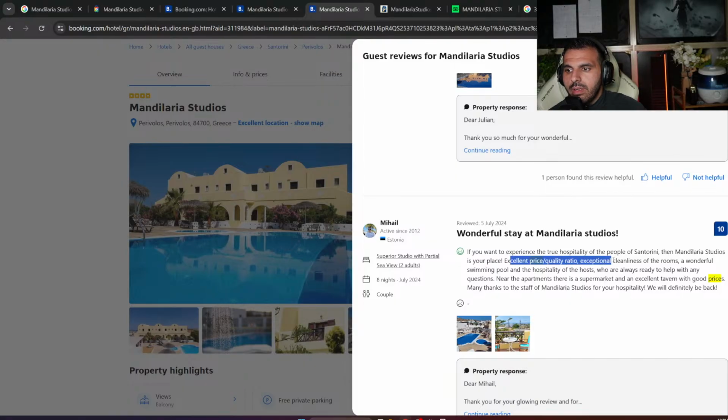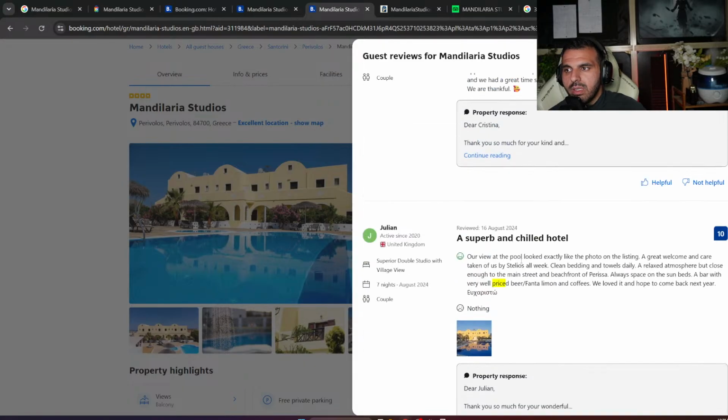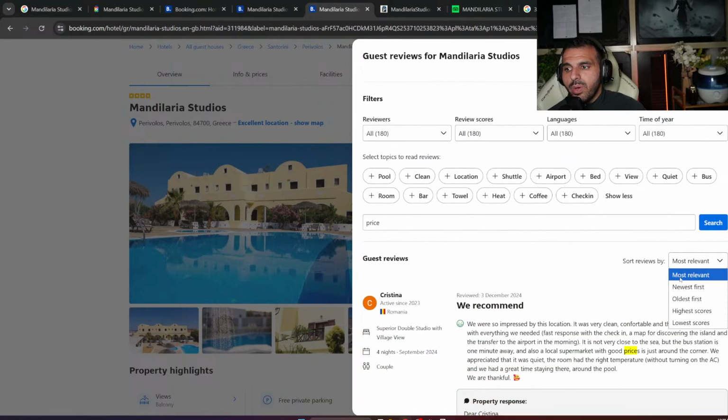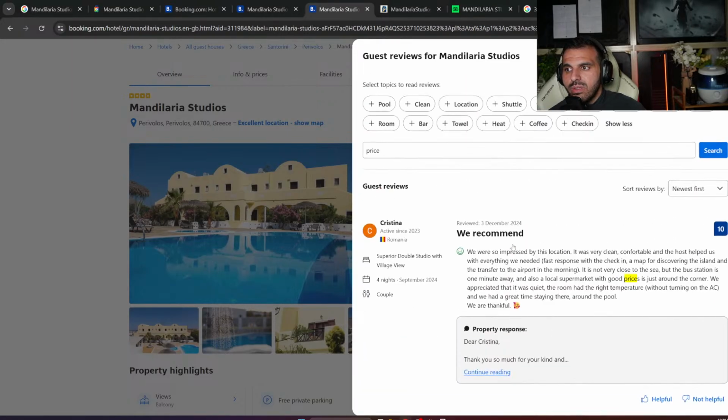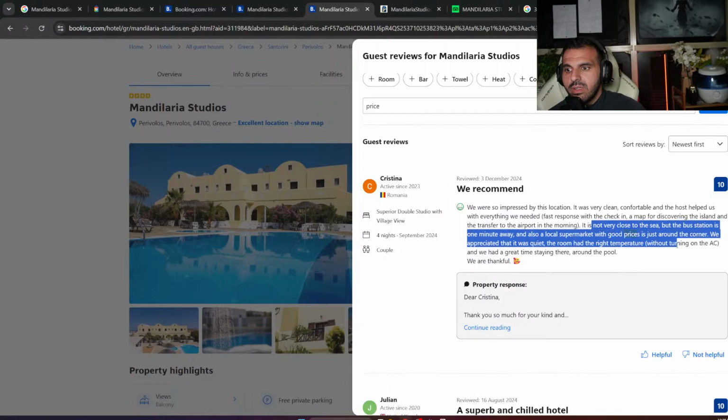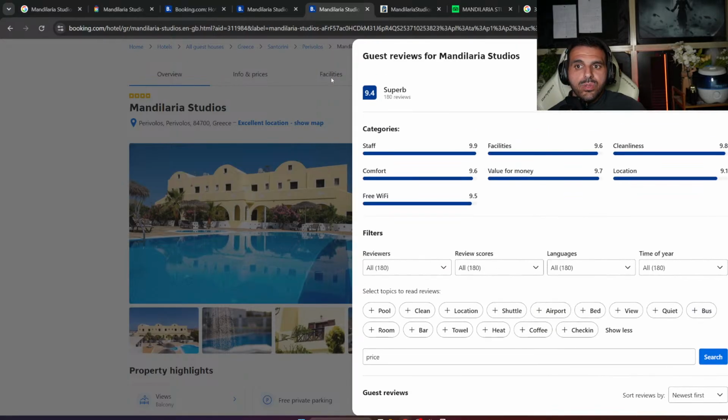Excellent price quality ratio. Okay, so this one is important, but it's a 2 years old one. I think this property was much more active 2 years ago rather than now. More newest first. Yeah. This will hurt their scores actually because they're not filling 180 reviews only.